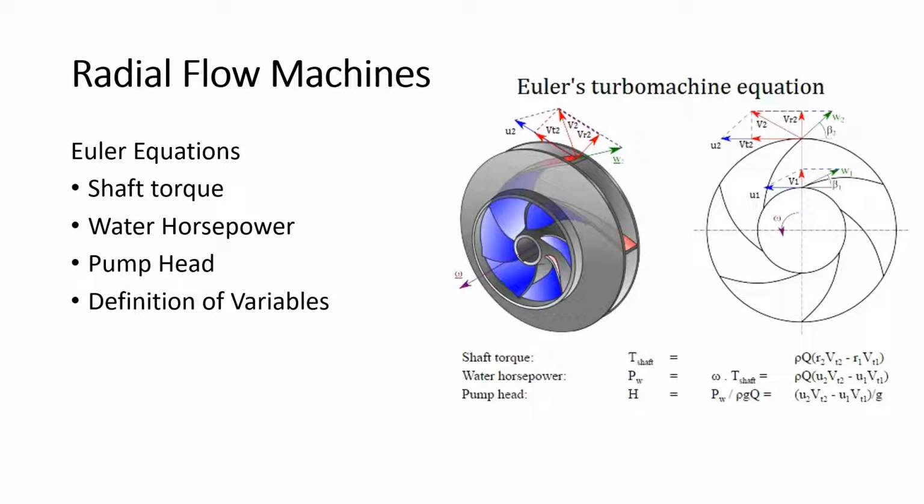If torque and the angular velocity are of the same sign, work is being done on the fluid, and if they're opposite, then work is being extracted. So Euler's equations prove to be very useful.